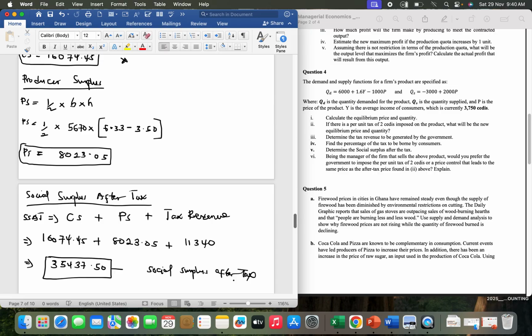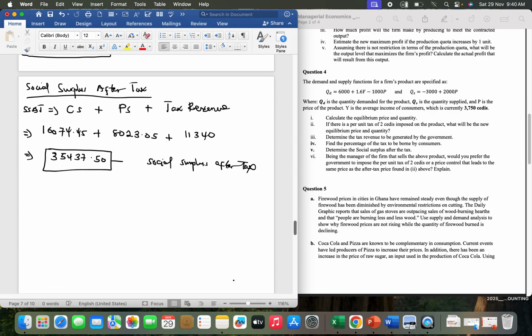So with the next part of the question, the VI. Being the manager of the firm that sells the above products, would you prefer the government to impose the per unit tax of 2 cedis or a price control that leads to the same price as the after tax price found in II? So the after tax price was 6.33. So we are saying, would you recommend the government to maintain the same price as the after tax price found, or the government should impose the per unit tax?